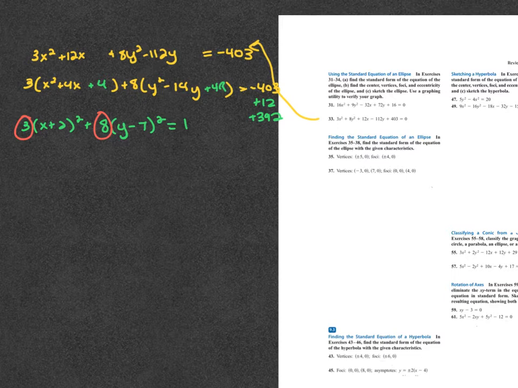Think about if it was the reverse. If I was dividing by a fraction, I would multiply by the reciprocal. So when I take the top down, it has to become its reciprocal, which means this would be (x plus 2) squared over 1/3 plus (y minus 7) squared over 1/8.